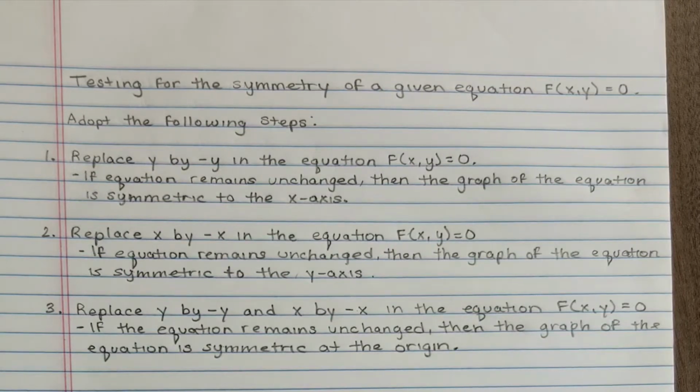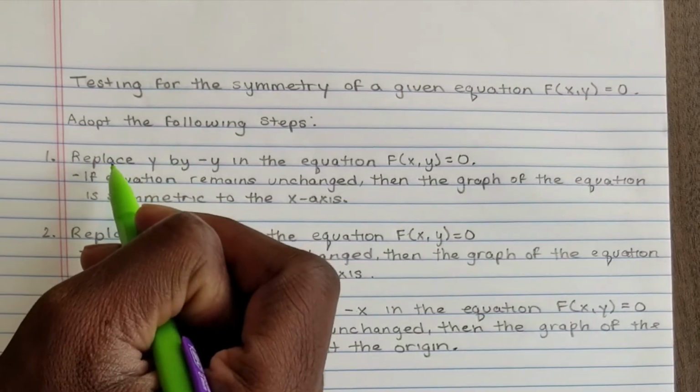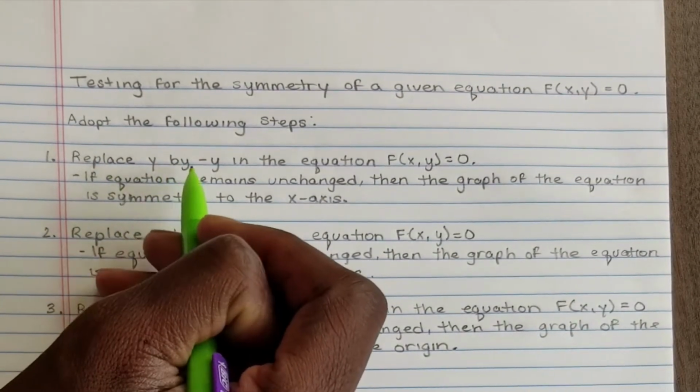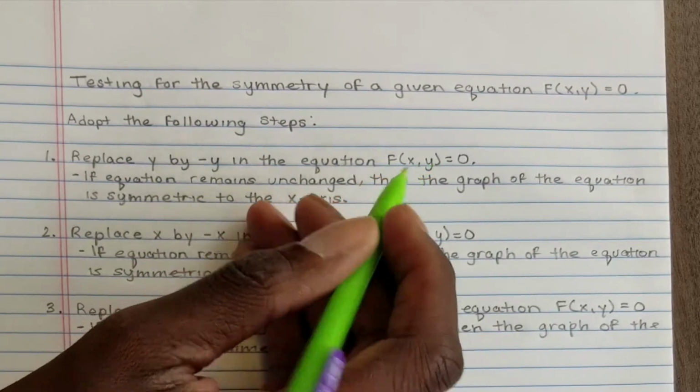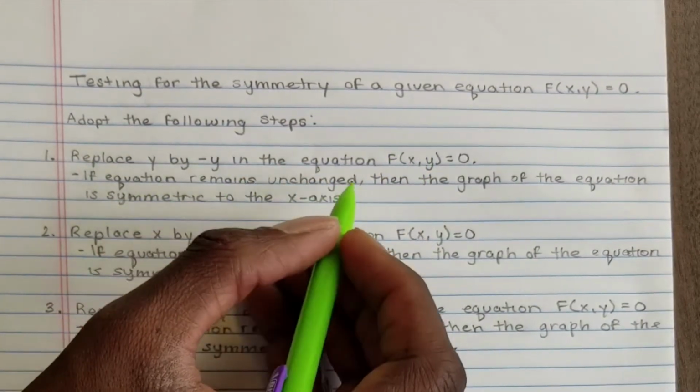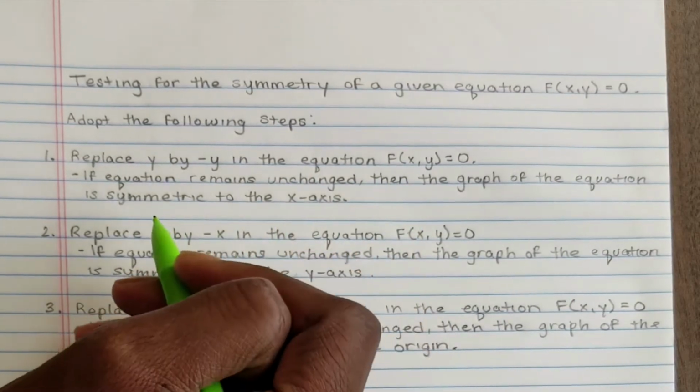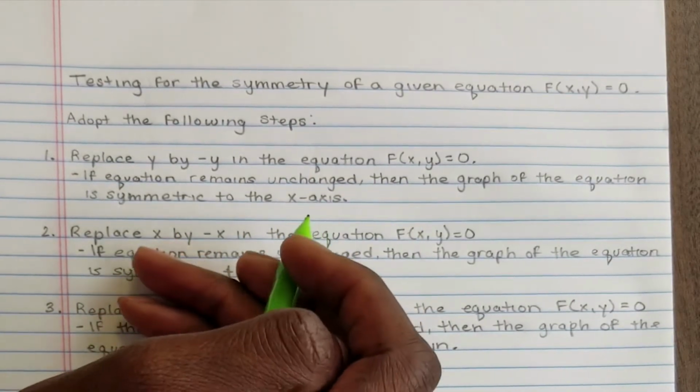There are three simple steps that we can use to test for the symmetry of a given equation. First, replace the y value by negative y in the equation f of x, y equals 0. If the equation remains unchanged, then the graph of that equation is symmetric about the x-axis.